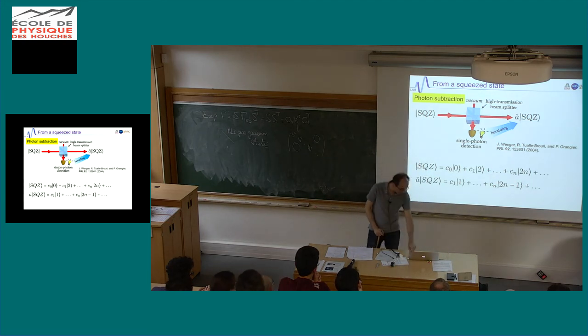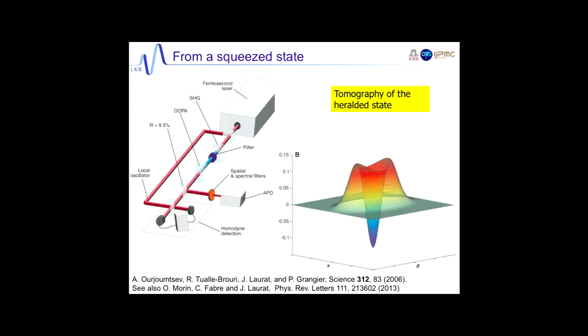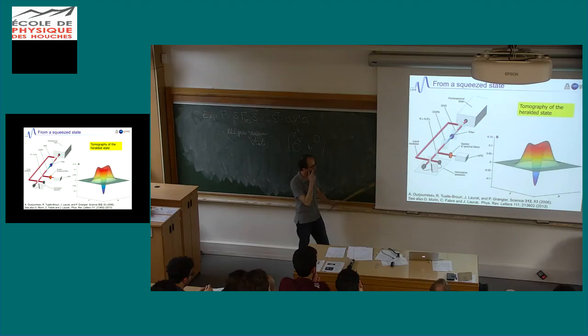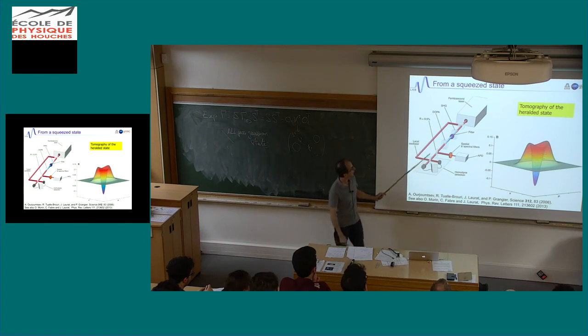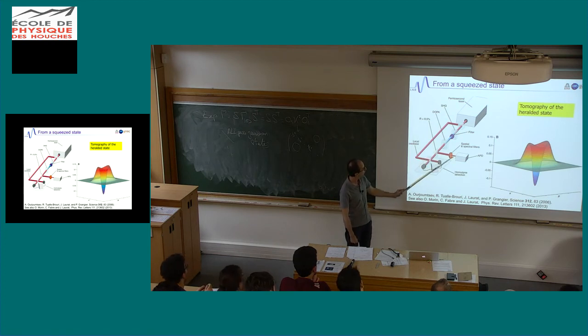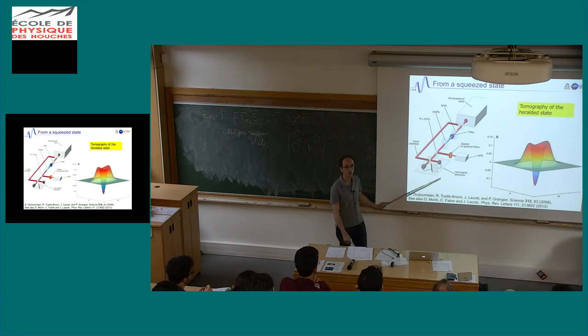Okay? So this is done experimentally. This is one of the first experiments I've seen on that, where now they use pulsed light, but just to generate squeezed light. Here you tap off a single photon, which goes in here, and then you do homodyne detection to measure the Wigner function of your state, conditioned on the fact that you measure a photon here.